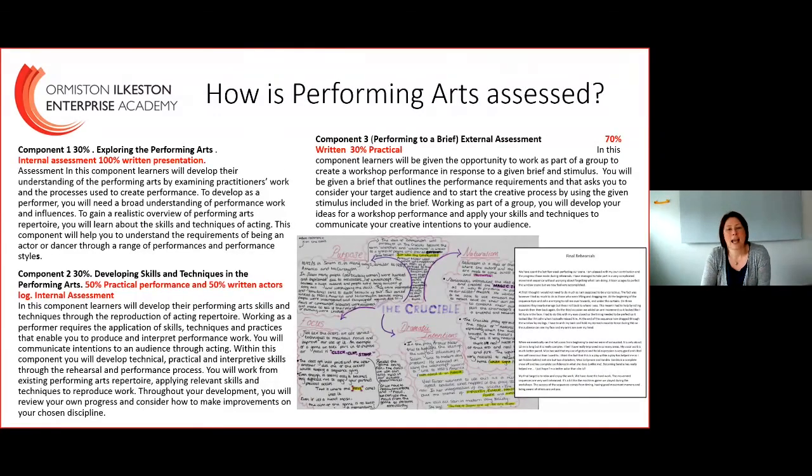It's assessed in 3 different components, which sometimes also get called units. Component 1 is called Exploring the Performing Arts. And in that unit, you will study 3 different performance styles. At the moment, we look at naturalism, physical theatre, and a historical style called Commedia dell'arte, which is really, really funny. So we look at those 3 styles of theatre. You do workshops and lessons about them practically, and we watch 3 performances in each of those styles.